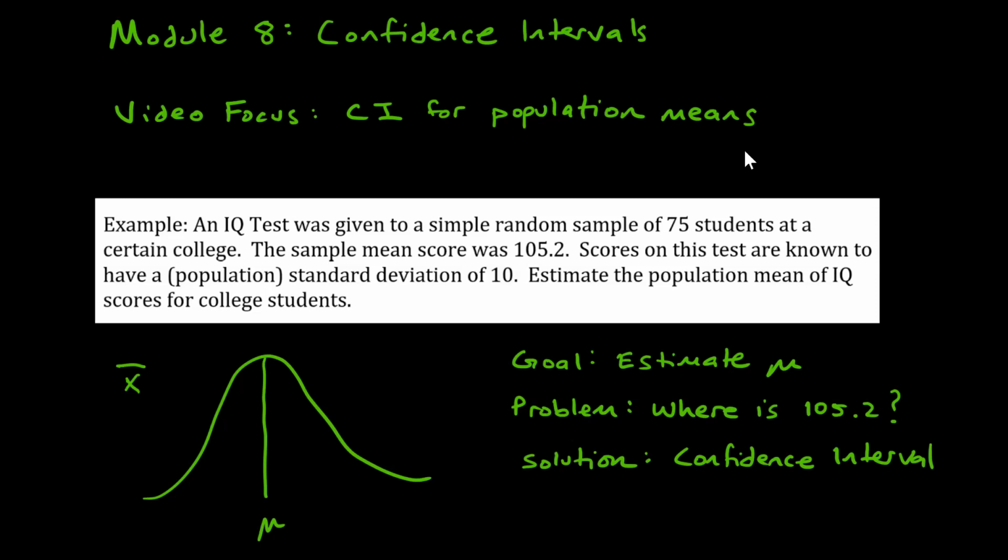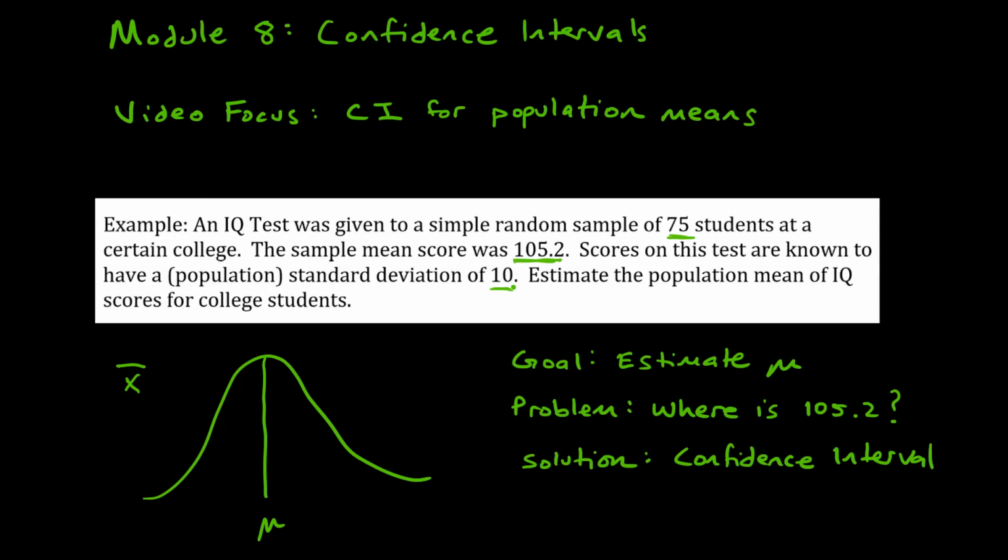And ultimately, we want to be able to estimate the true mean of a population by just working with a single sample. So here's the example that we're going to use. An IQ test was given to a simple random sample of 75 students at a certain college. The sample mean IQ score was 105.2. Scores on this IQ test are known to have a population standard deviation of 10, and our task is to estimate the population mean of IQ scores for college students just based upon the results of a single sample.